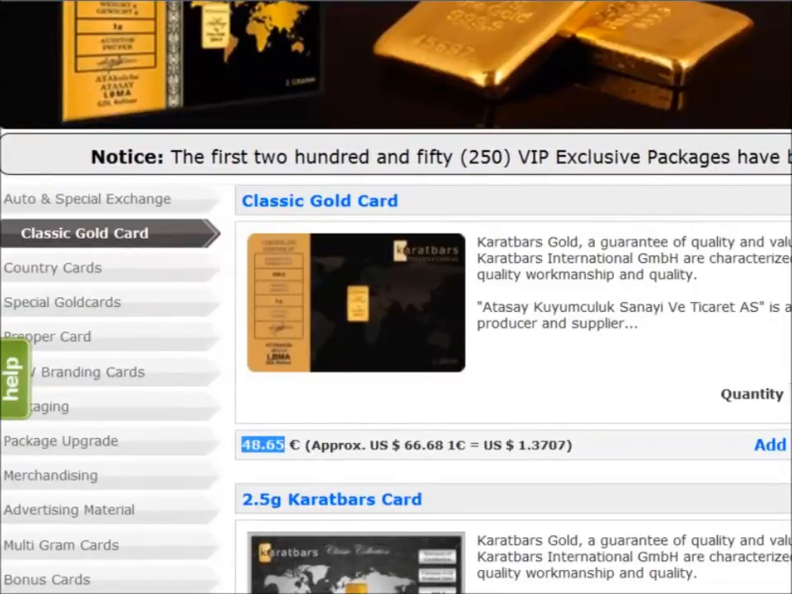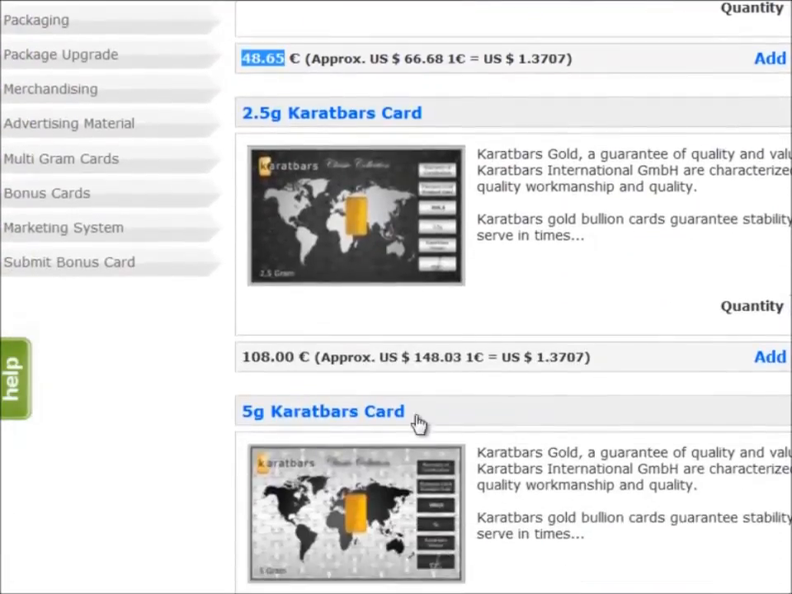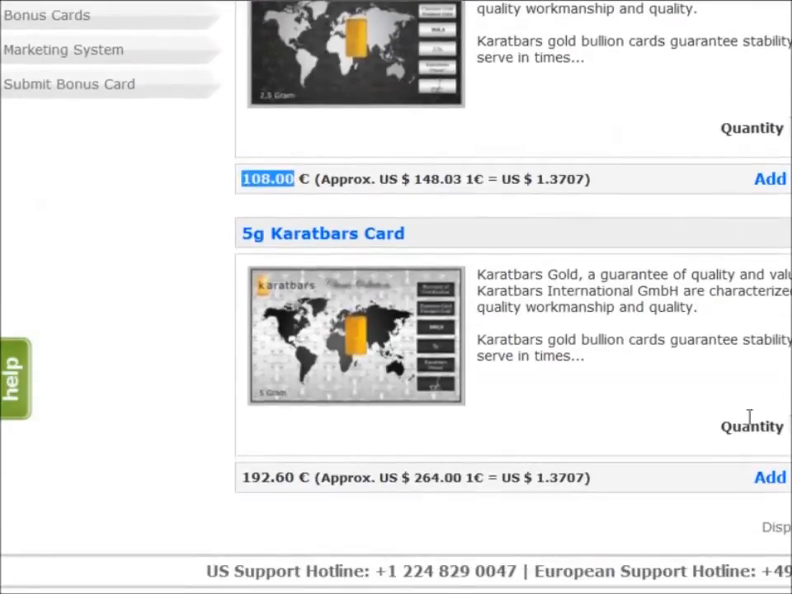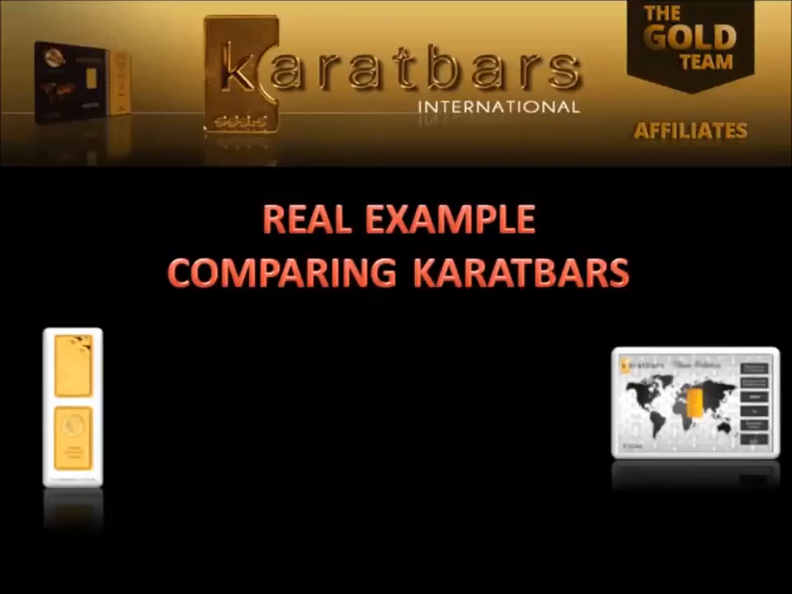Okay, so for 48.65 euros. And there's the 2.5 for 108 euros. And here we go, the 5 gram Karatbars card for 192.60 euros. Okay, so I'm going to take the 192.60 euros and let's go over here.